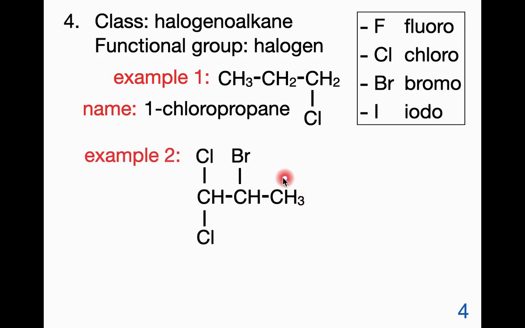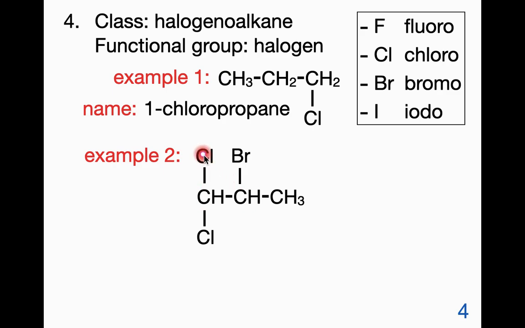Now for this one, we have 2 chlorines and a bromine. Now remember when we had methyl and ethyl as functional groups for hydrocarbons, we named those in alphabetical order. We do exactly the same thing here. We name the bromine before the chlorine, because bromine is alphabetically first, even though it's off of the second carbon.